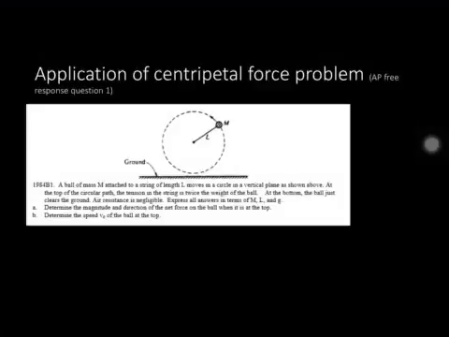Okay, here's a practice problem. A ball of mass m attached to a string of length L moves in a circle in a vertical plane as shown above. At the top of the circular path, the tension of the string is twice the weight of the ball. At the bottom, the ball just clears the ground. Air resistance is negligible, and express all answers in terms of m, L, and G.